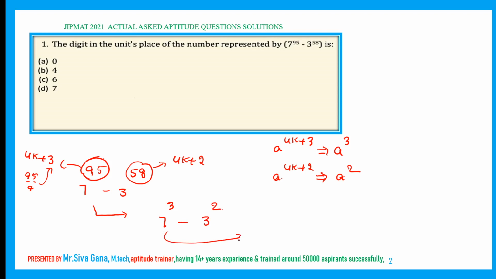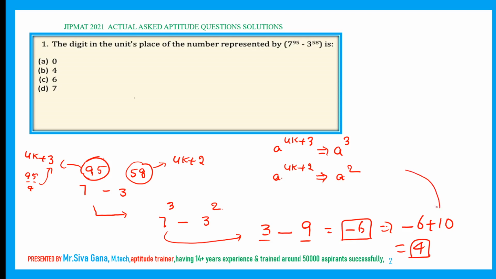7 power 3 is 343, unit digit is 3, minus 3 square, unit digit is 9. 3 minus 9, you get minus 6. If you get a negative number, what you have to do is add 10: minus 6 plus 10. So the unit digit is 4. Why are we adding this 10? Simply, here it is 3 minus 9. To subtract this, we borrow from the tens digit, as we do in general subtraction. So 13 minus 9 is 4. Answer for this question is 4.